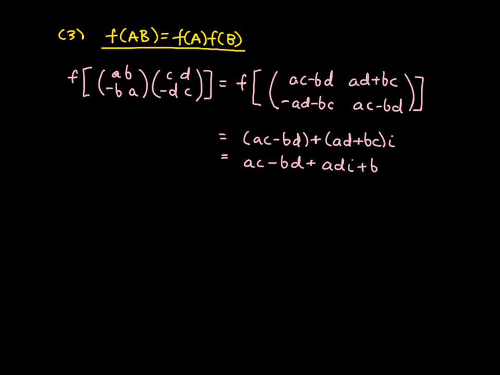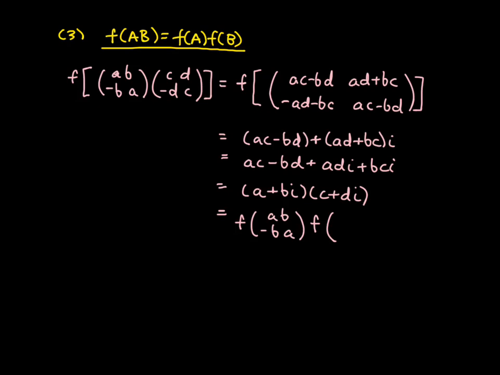we get the following. And now we're going to regroup. Let's see, what do I want to do here? I want to end up with F of this matrix times F of this matrix. So I want to somehow end up with a plus bi times c plus di. Oh, so conveniently, that's exactly what we have. It's just an unfactored form. So a plus bi, c plus di. Okay, so this is what we want. So now a plus bi is precisely F of the first matrix, and this is precisely F of this matrix.